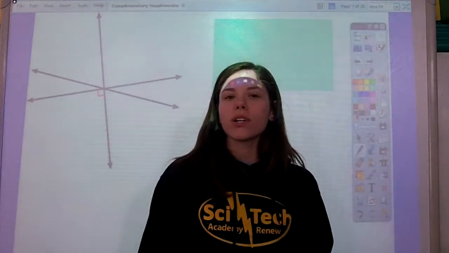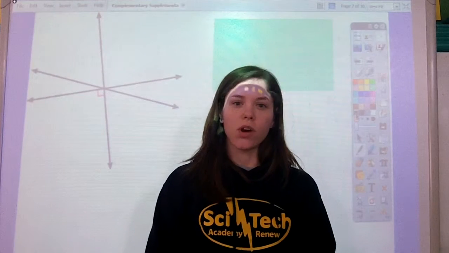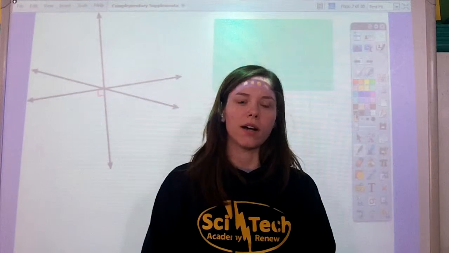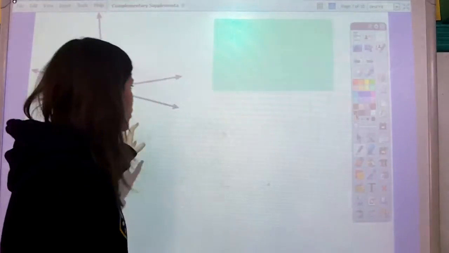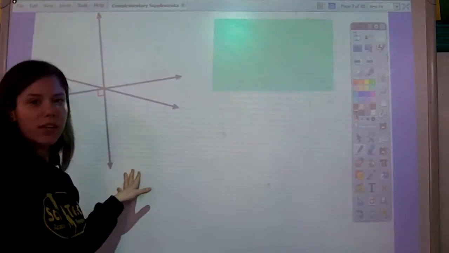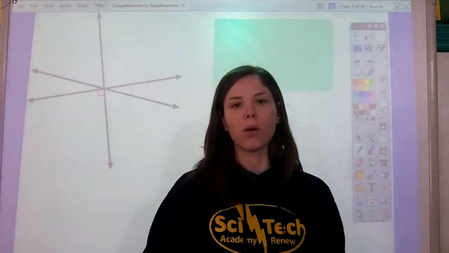Hey guys, today we're going to learn a bunch of vocab words that can be used to describe angles, and we're also going to go over how to figure out what kind of angles you're looking at. You're going to see a lot of diagrams like this, so please don't let this freak you out, even though I know there are a lot of lines going on in there.